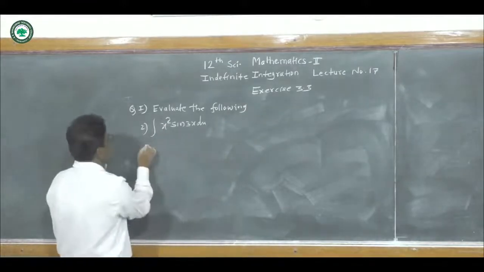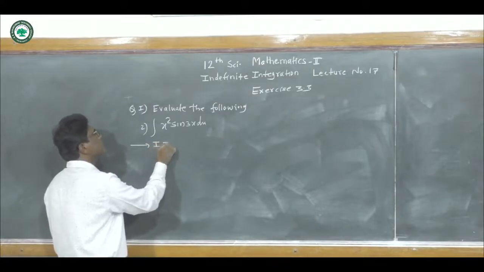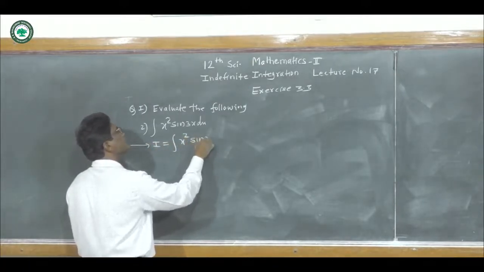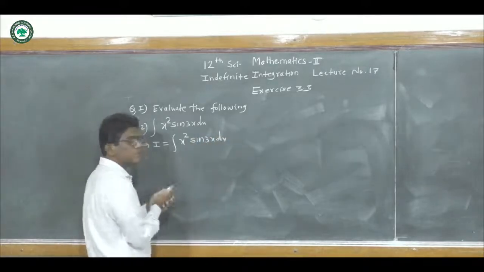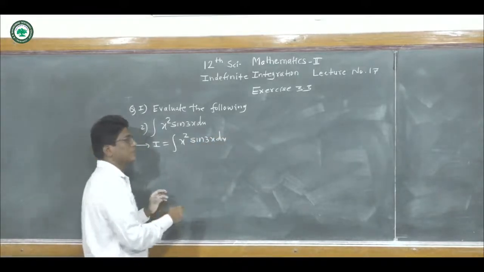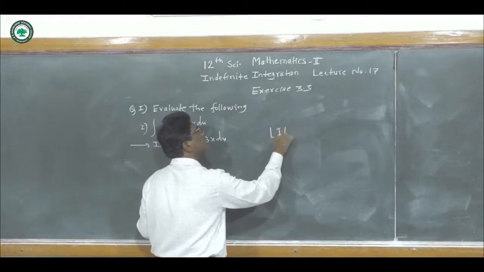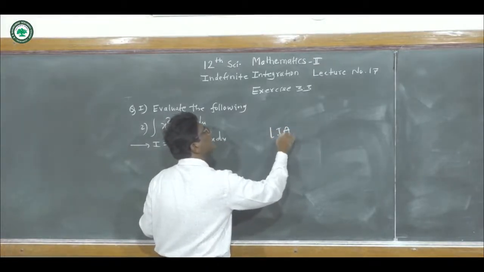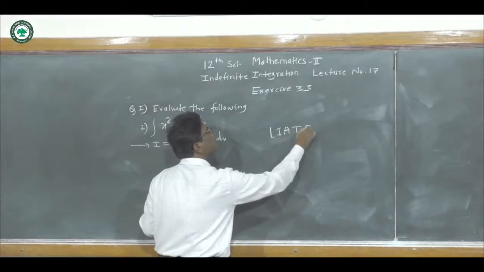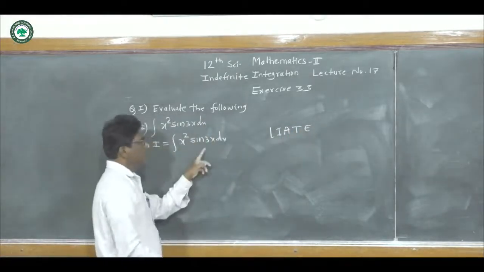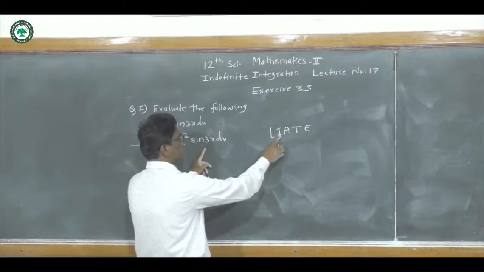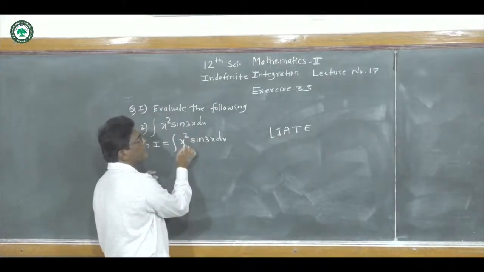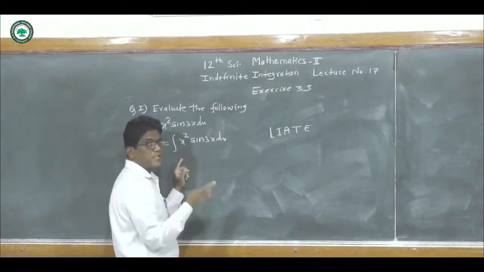We call this I. So I is equal to the integration of x square into sine of 3x dx. We have to choose u, that is the first function, according to the serial order of the letters in the word LIATE: L logarithmic function, then I inverse function, A algebraic function. Here an algebraic function is present, x square, and sine of 3x is a trigonometric function.